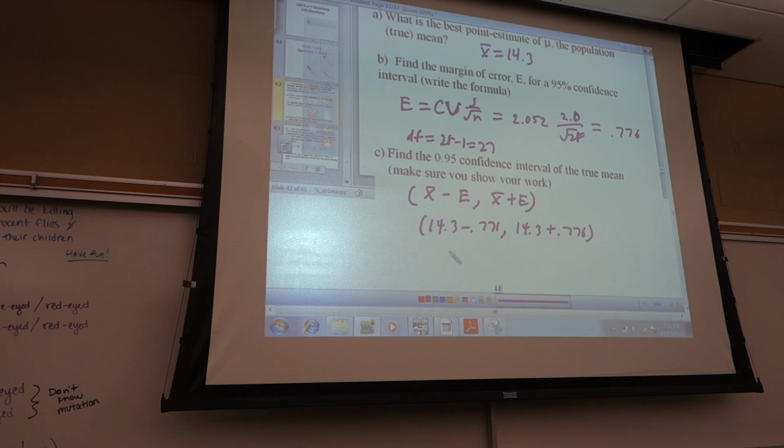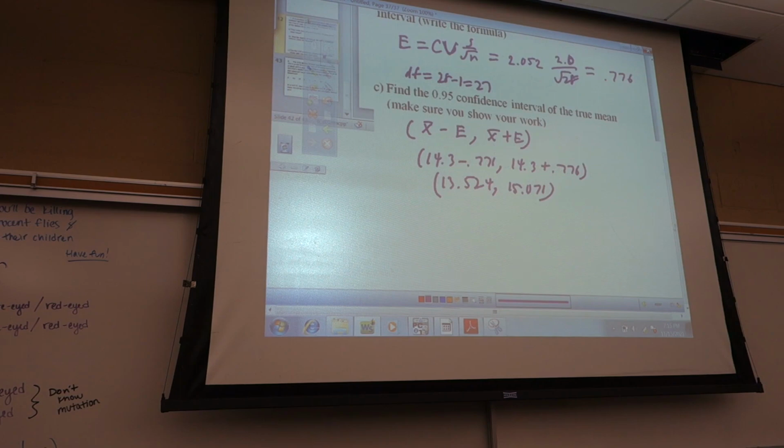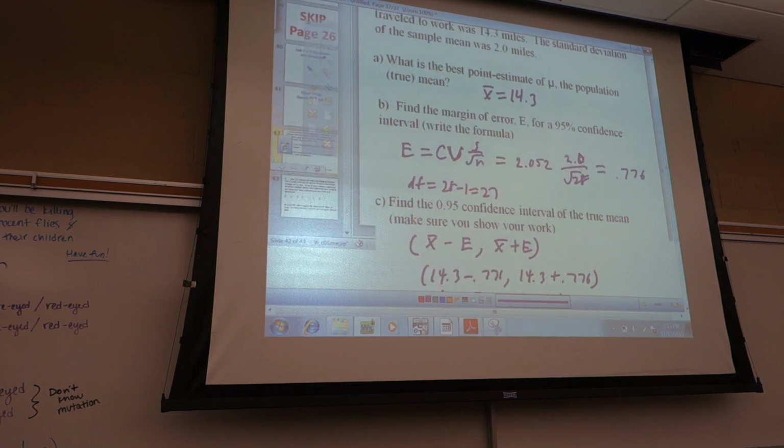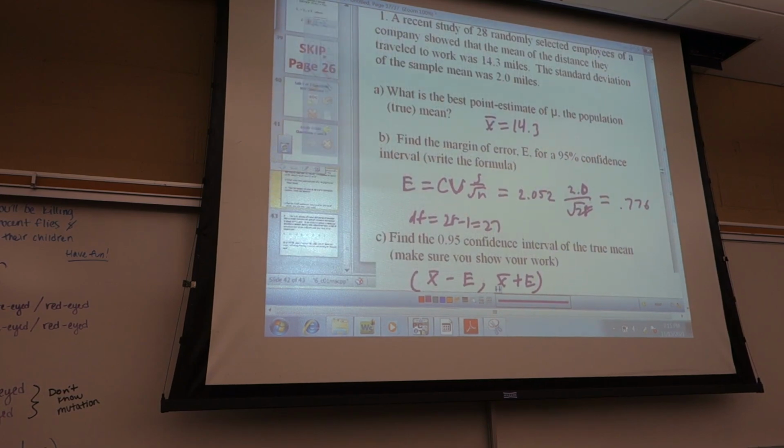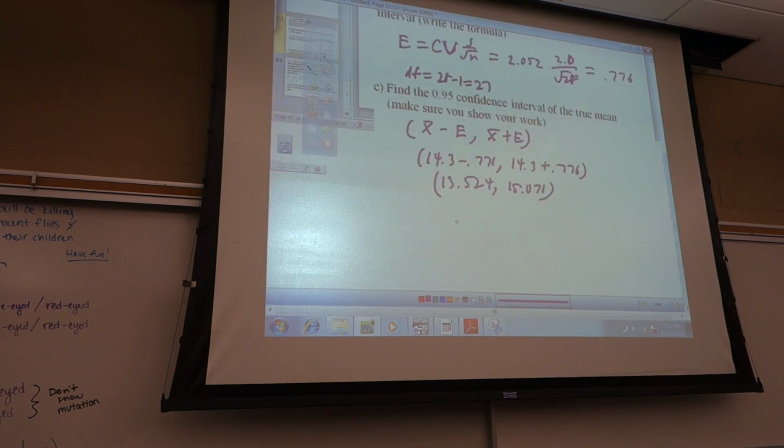So you end up with 13.524, great, to 15.076. And then I said we want as many decimal places as what we had here. Here we gave it with one decimal place, so you should also have one decimal place. So 13.5 to 15.1. Make sure you round correctly.